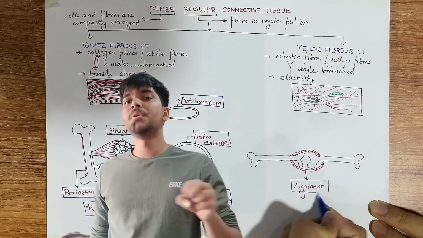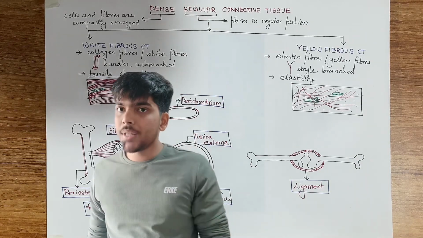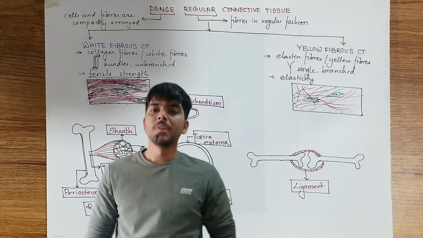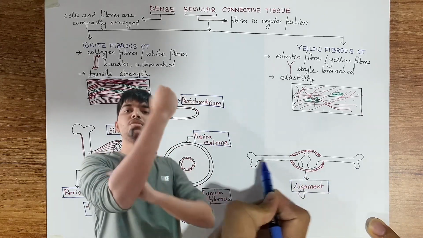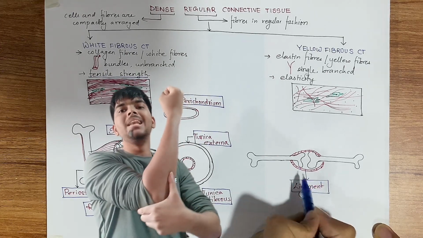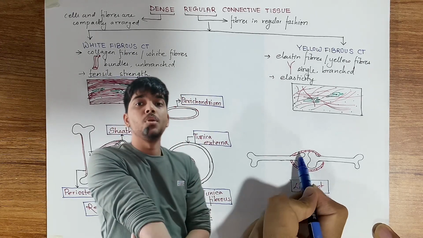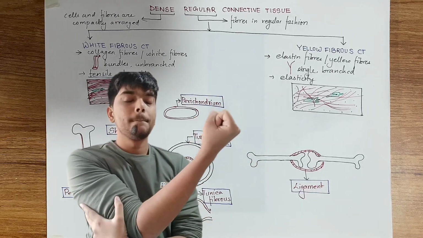Yellow fibrous connective tissue is able to stretch, and ligaments need to be able to stretch to do their function. Why? Here's your long bone. Here's your other long bone. These two long bones are connected at ends with the help of ligament. So ligament does the work of connecting bone to bone.